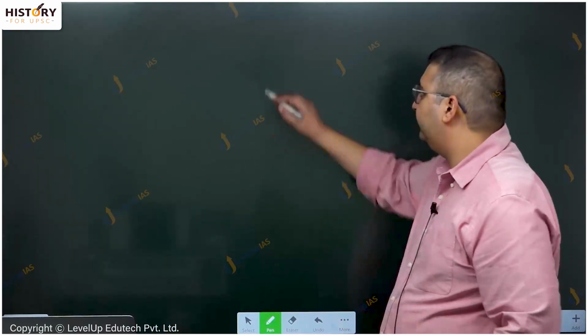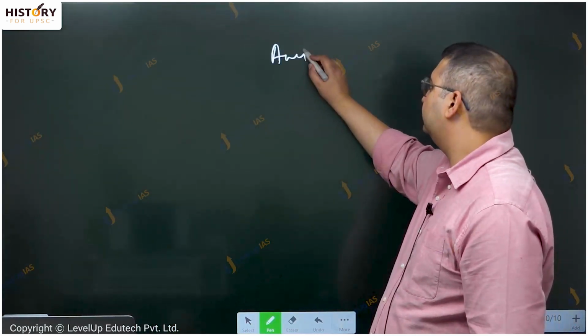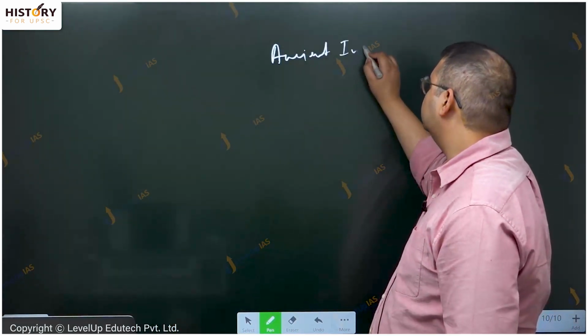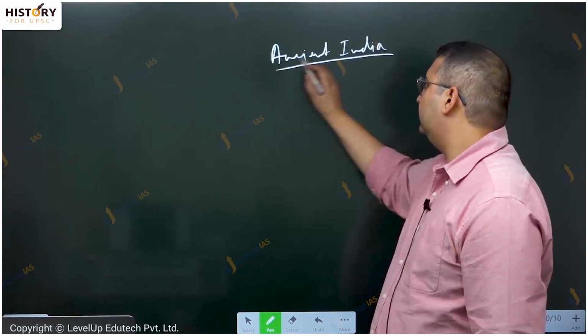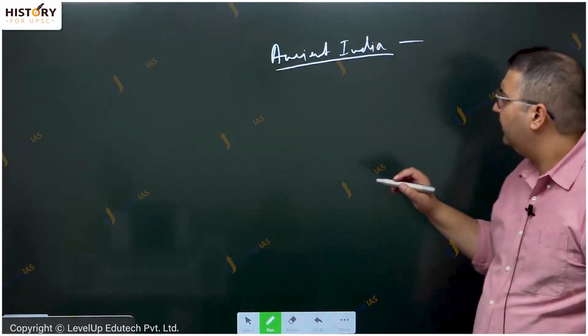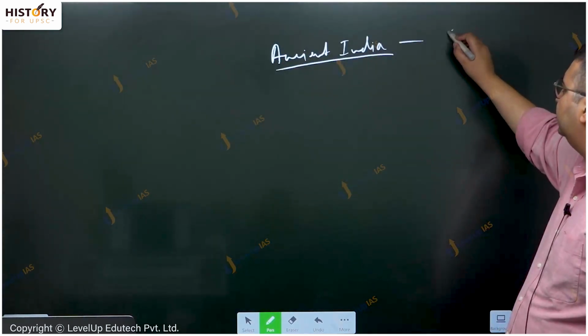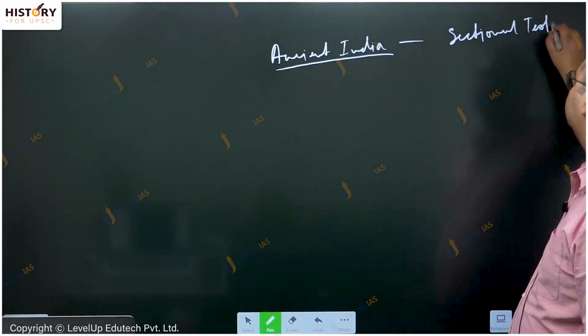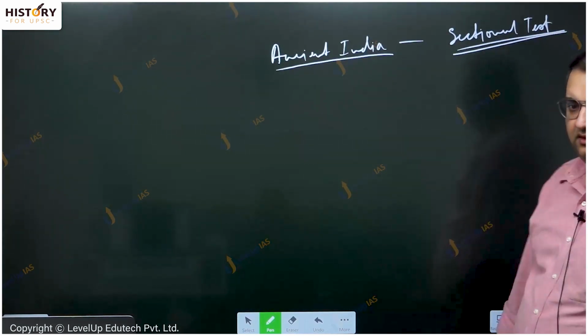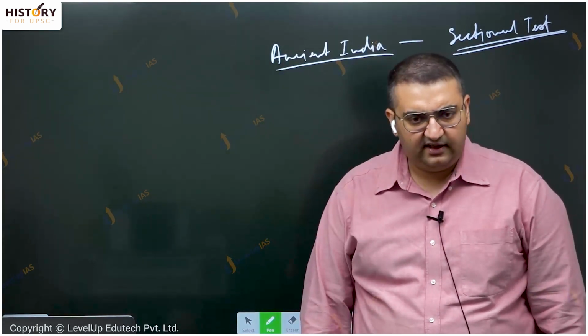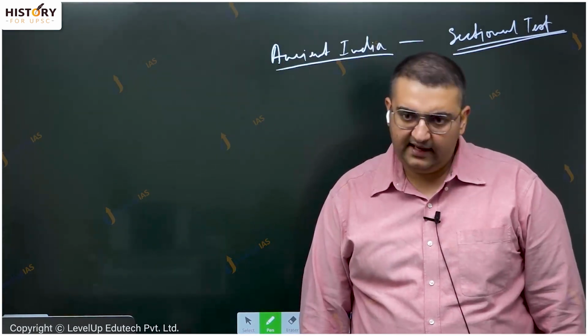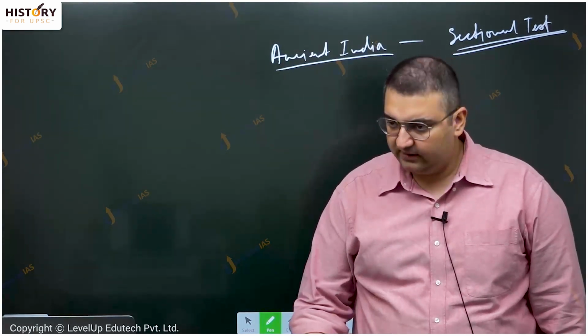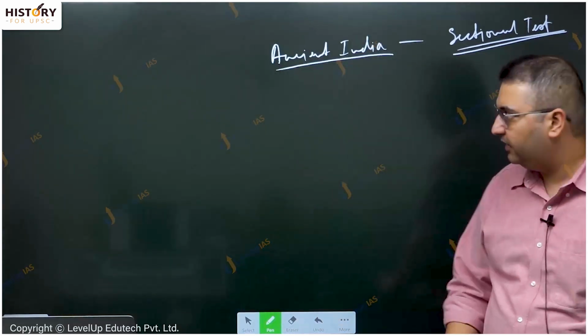So what is going to happen is that once you finish ancient India, which is maybe 6 or 7 weeks, after this you will have a sectional test. Take 1 week, revise the entire syllabus of ancient India, and take the test after that. It will be evaluated and you will get it back. Ancient is done.